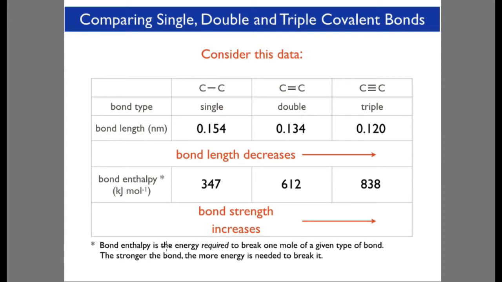The bond enthalpy is the energy required to break 1 mole of a given type of bond. The stronger the bond, the more energy is needed to break it. Therefore, bond strength is increasing as you go from single to triple bonds.